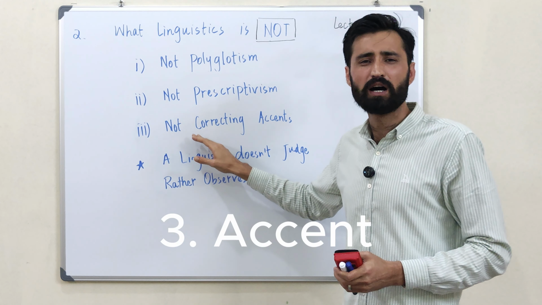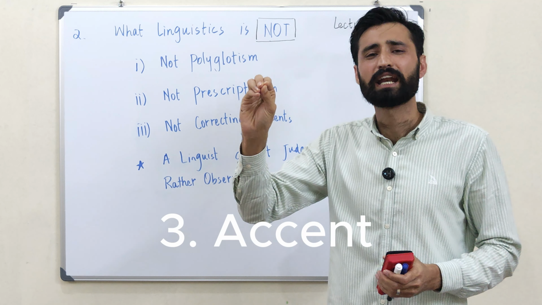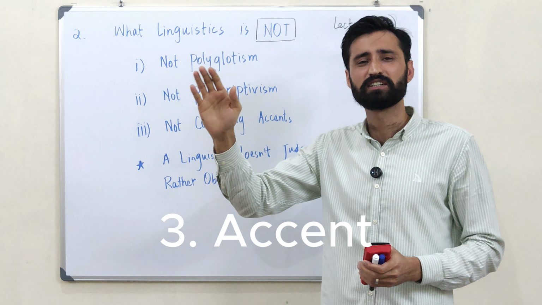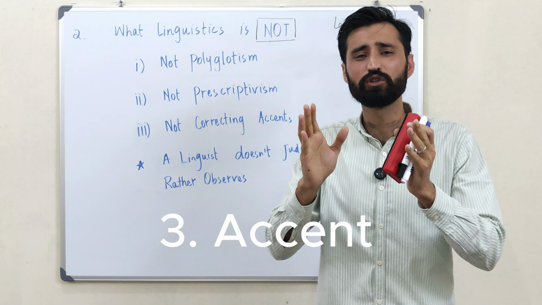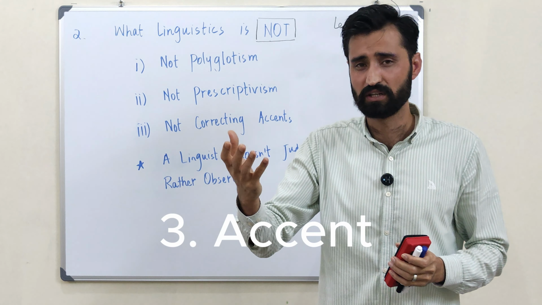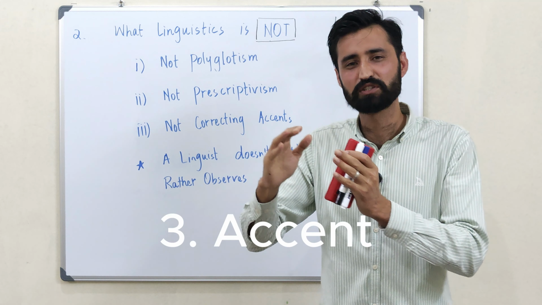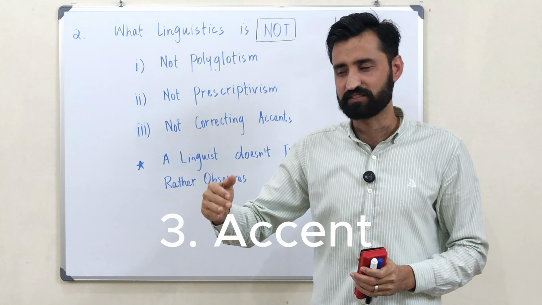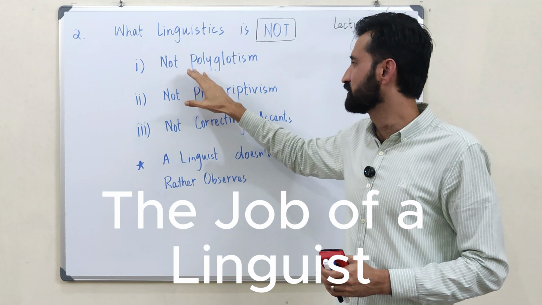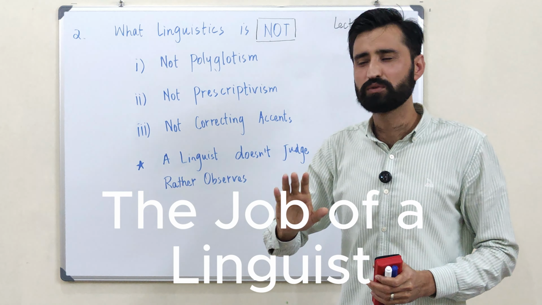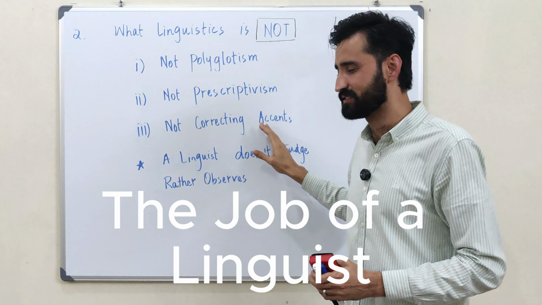Now, the interesting part is that we are not stuck as linguists to correct or to say whether this accent is good or bad. Rather, we compare these accents in order to find out variations, that is, how this structure means one thing and how this structure means another thing in different accents. Now, I hope you would have got the idea that linguistics is not only polyglottism, not limited to prescriptivism, and not only limited to correcting accents.